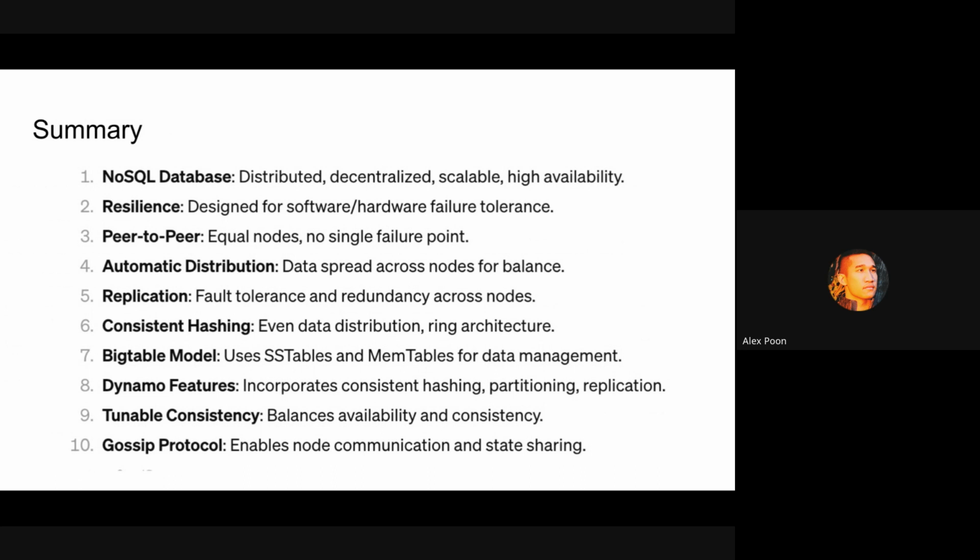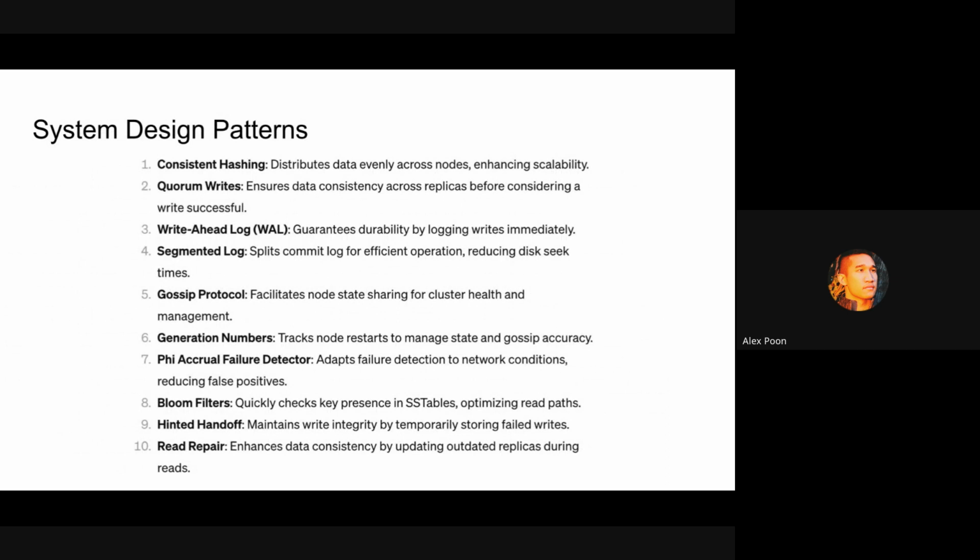The consistency is tunable, and it uses Gossip Protocol to enable node communication and state sharing. It uses system design patterns such as consistent hashing and quorums to ensure data consistency, as each write operation can be configured to be successful only if the data has been written to at least a quorum of replica nodes.